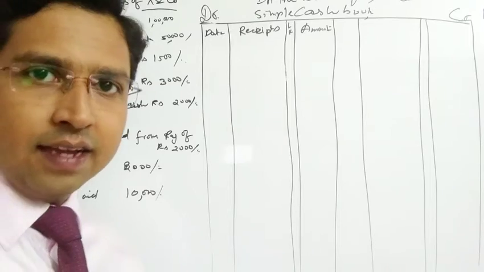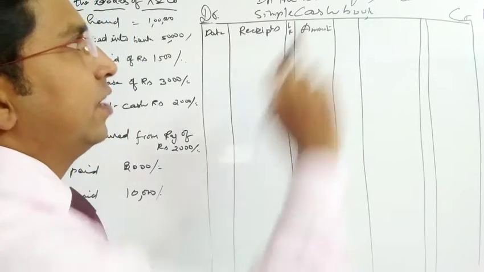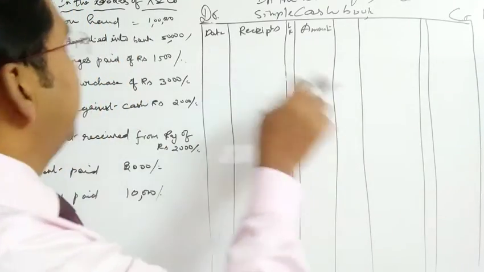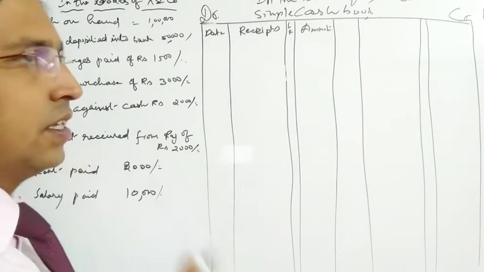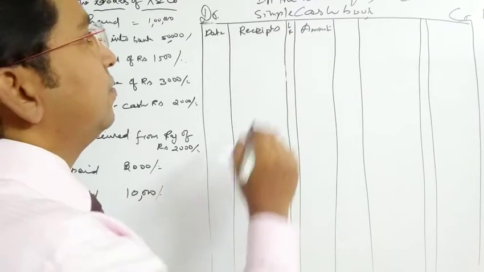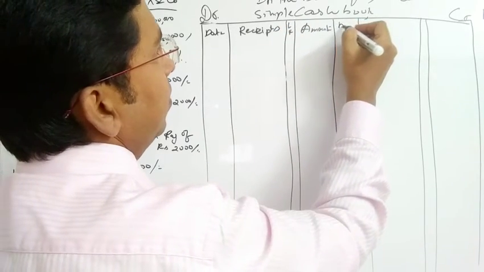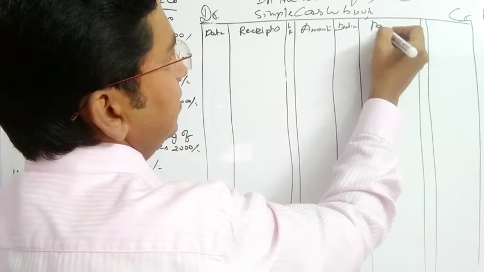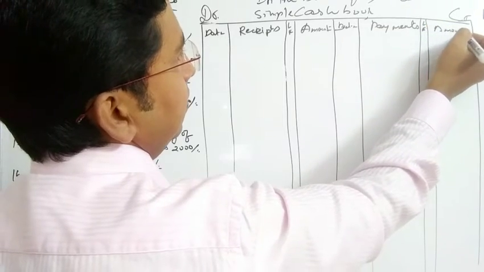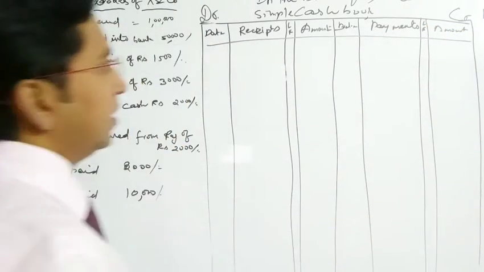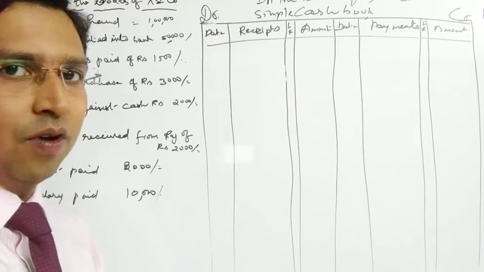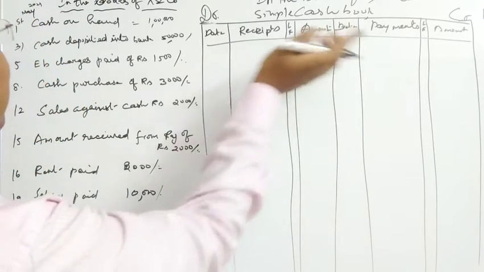For cash and bank account, here only the cash column is there. So for the cash account, we need not open the ledger. For the rest of the accounts being posted here, like EB charges account and purchase account, we have to open the ledger. That's why we have the ledger folio column. Then as usual, on the right side, date, payments, ledger folio and amount. So this is roughly the format I have made. Let us record it into the simple cash book one by one.